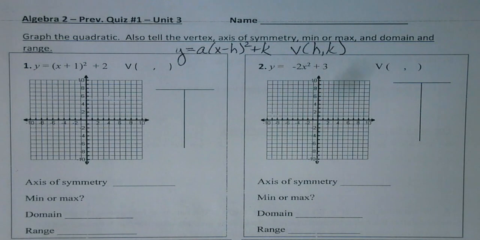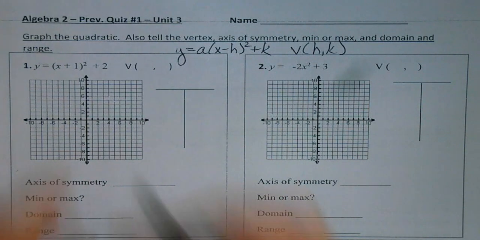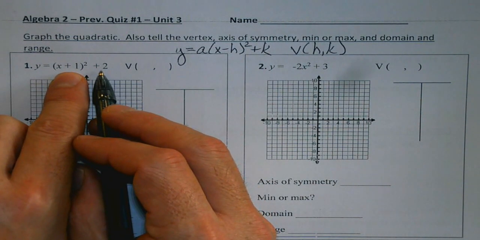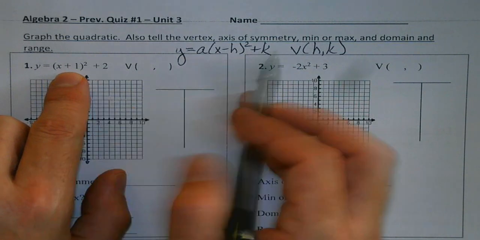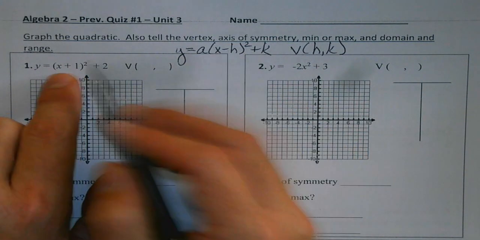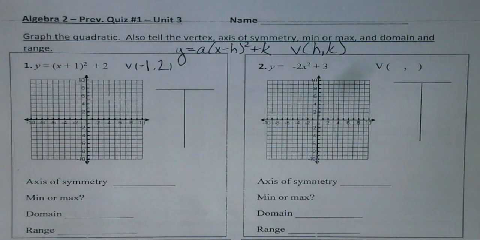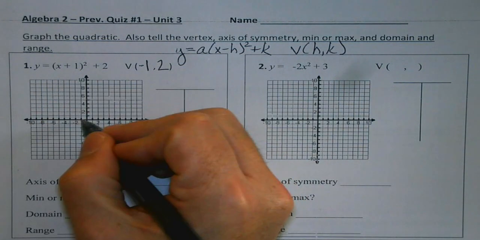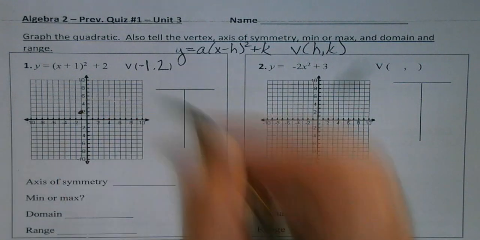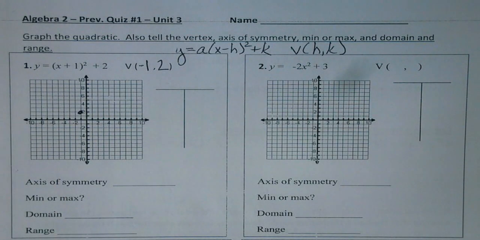And the biggest part of that is remembering that when I go to write them down, it's not 1, 2, that's close, half of that would be right, it's the opposite of H. So opposite of what's in the parentheses. So negative 1, 2. Okay, so now I've got one point right in my graph.